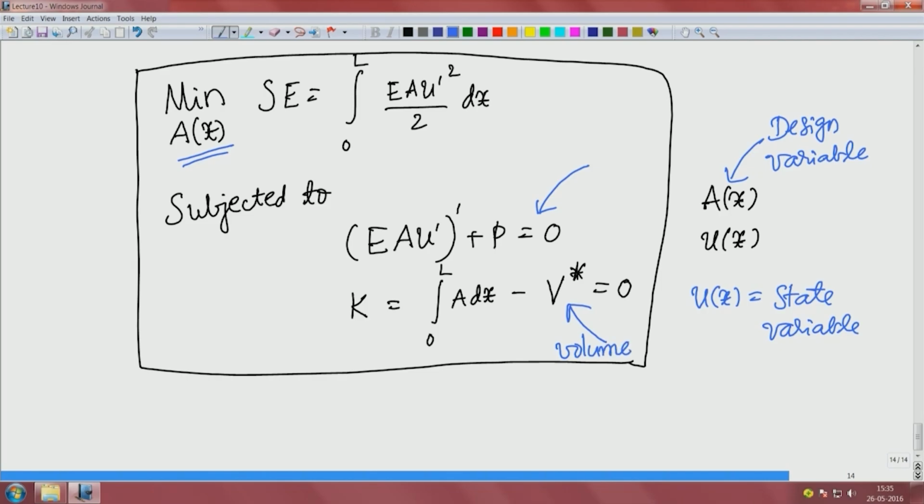Before we solve this, we have to discuss what happens when there is a constraint, which we will consider in the next lecture, and solve this problem and then move ahead with further generalizations of the calculus of variations problems.